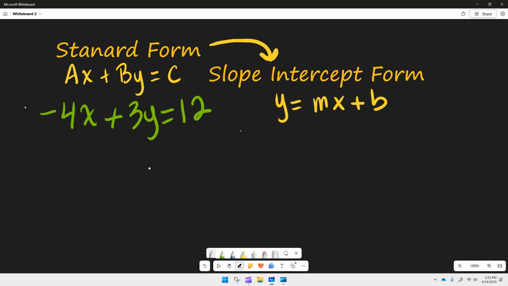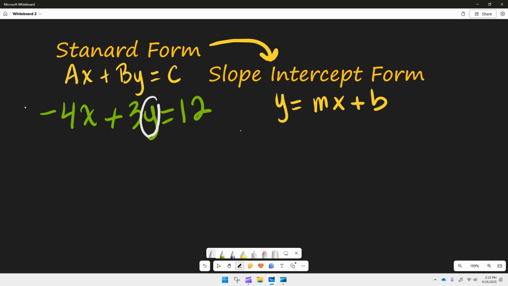Okay, in this video, we're going to be discussing going from standard form to slope-intercept form. Standard form is the format of ax plus by equals c, so the x and the y are on the same side of the equation. Slope-intercept form is y equals mx plus b. So we're taking our equation that we were originally given, negative 4x plus 3y equals 12.